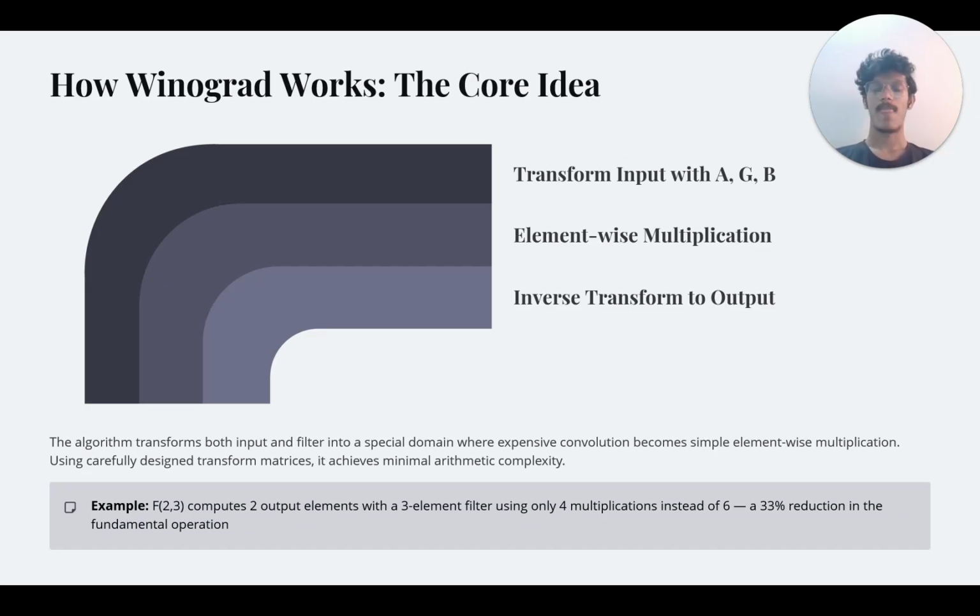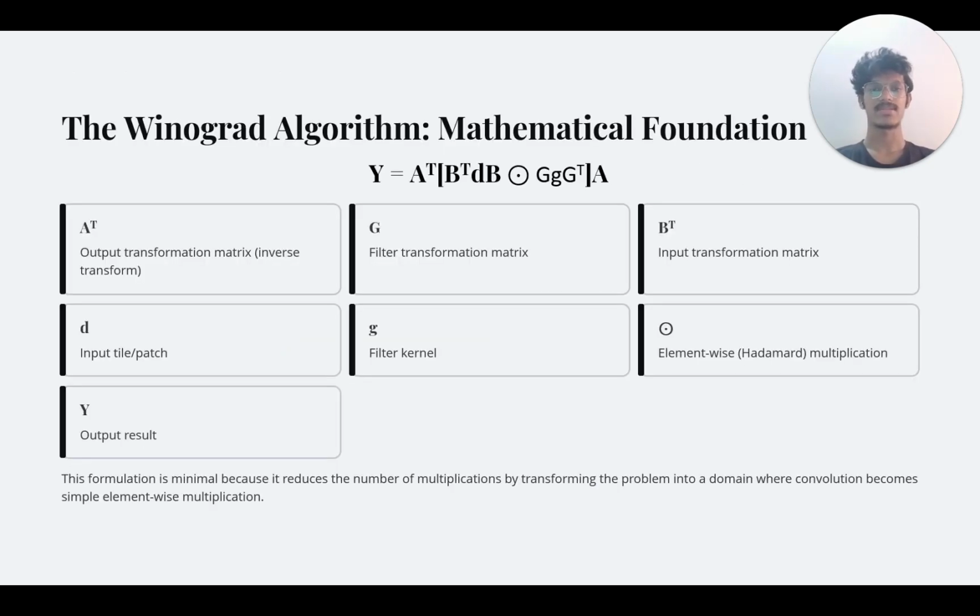So how does it work? Basically, we use a specific formula. We use the input vector which we are giving in, and then we've got a predefined set of matrices, the A, G, and B, and we perform element-wise multiplication, and then we perform inverse transform to get the output. Soon I'll be showing a visualization of how it works.